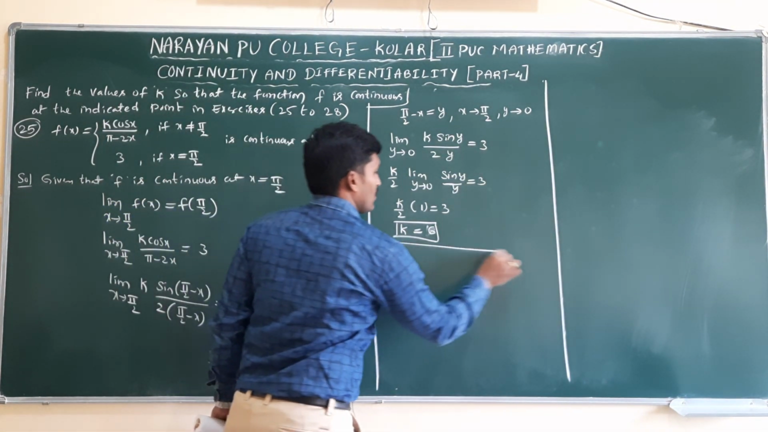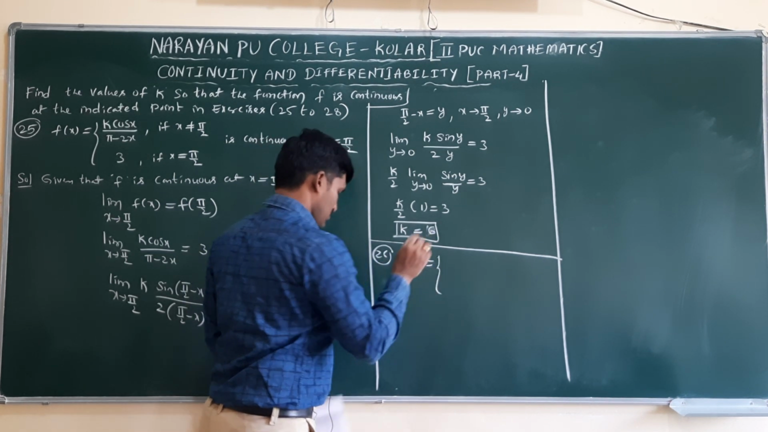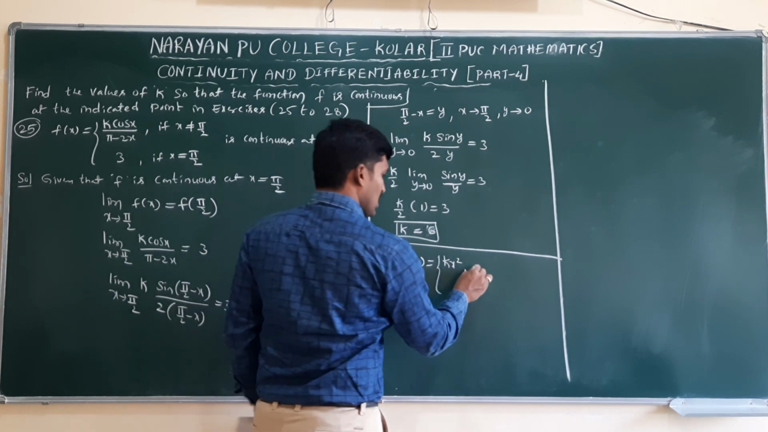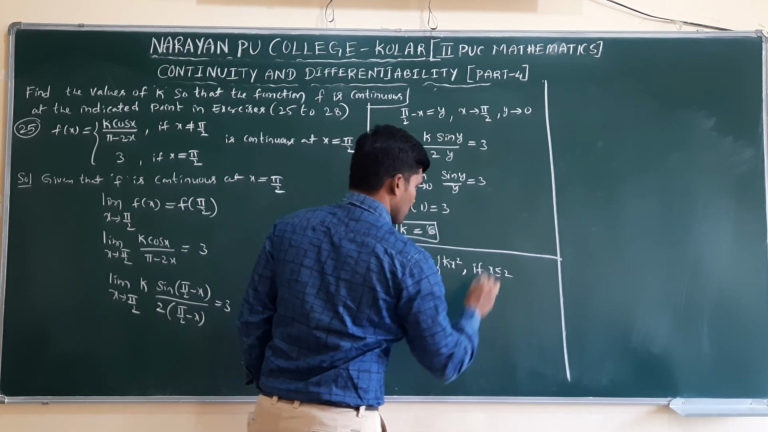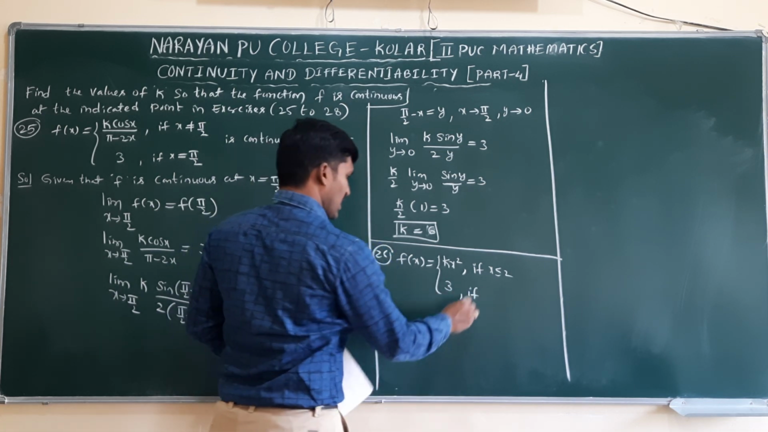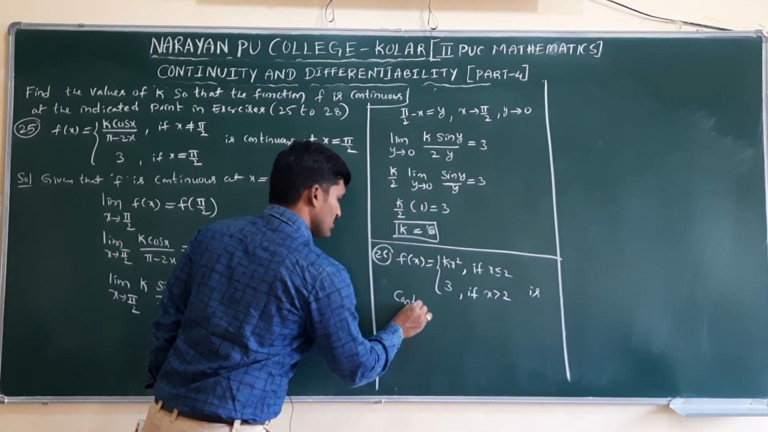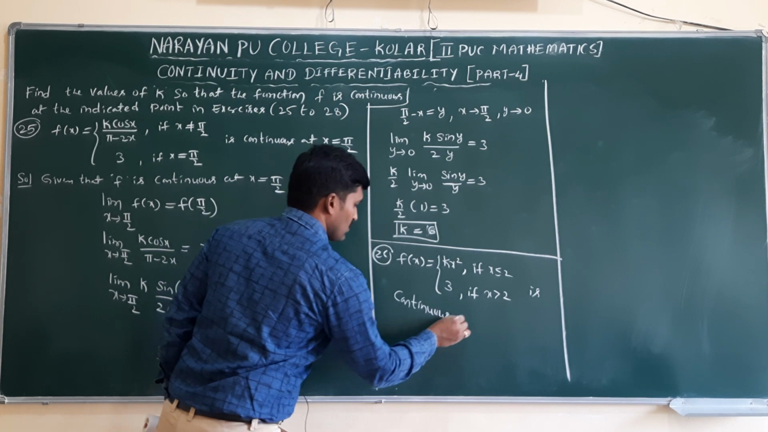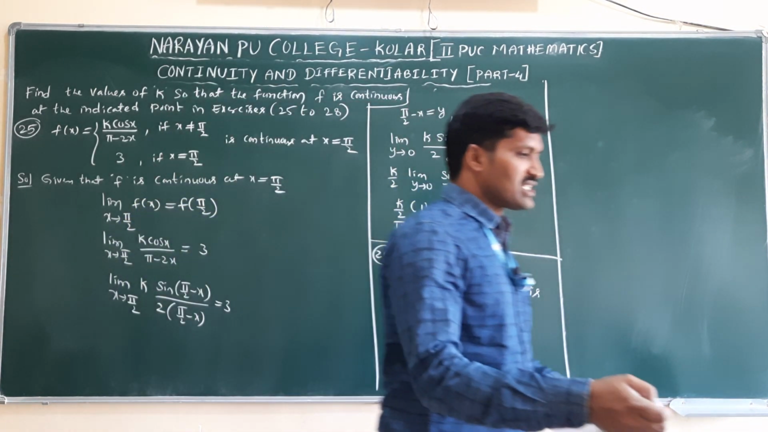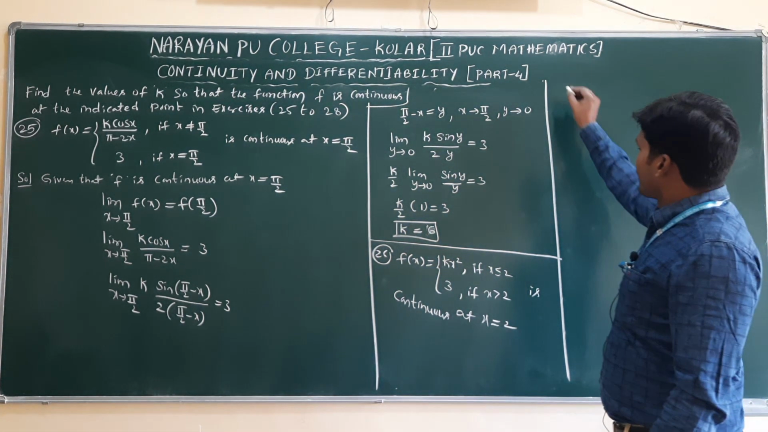Next, question number 26. f of x equals kx square if x is less than or equal to 2, and 3 if x is greater than 2, is continuous at x equal to 2. Here we need to use which definition? Because less than and greater than are there in the function, you need to use the second definition.